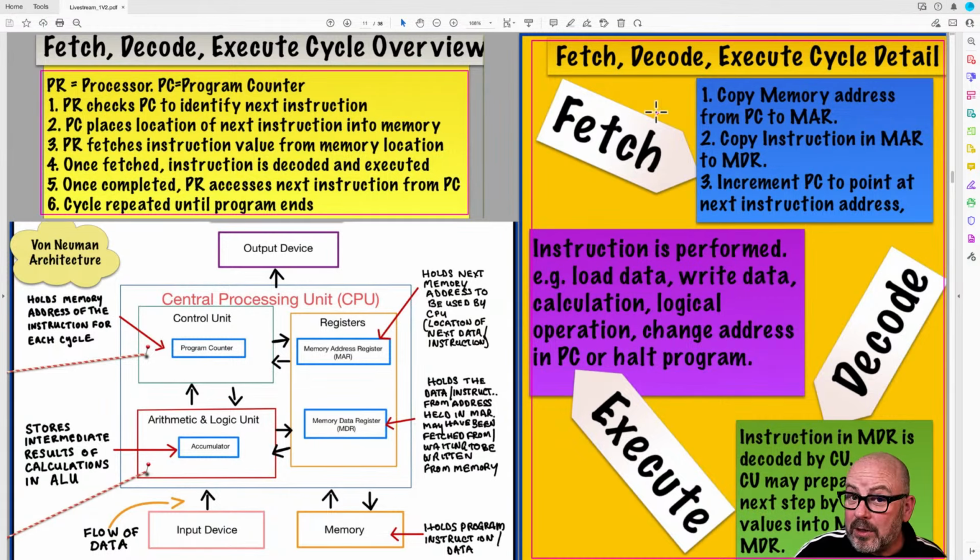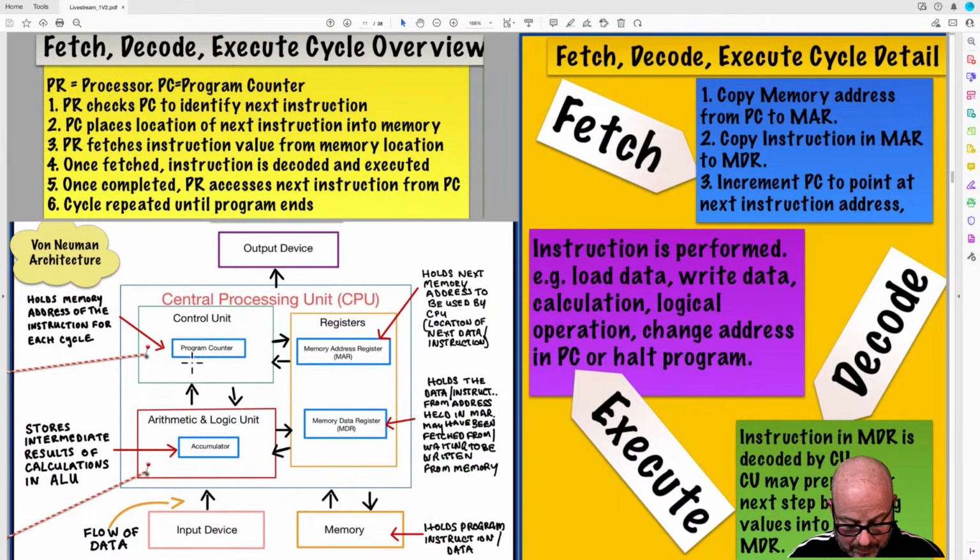So first of all, in the fetch cycle, it copies what's in the program counter, which is down here, into the MAR, which is here. So you can see this arrow here. That's the first stage of the fetch cycle. This goes from here to here, right? So that's the first thing that happens.